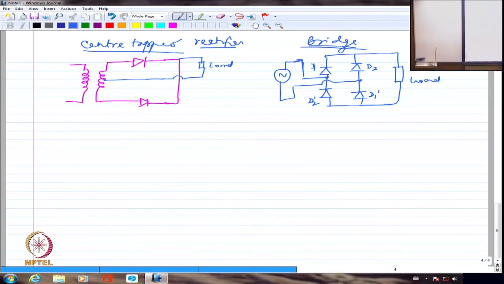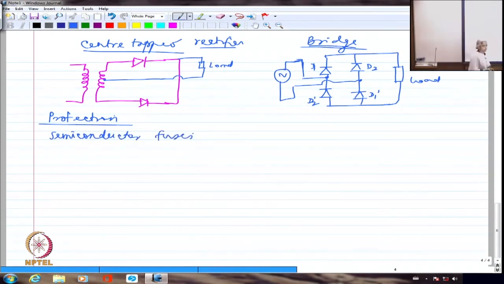Now, as far as the diode protection is concerned, how do I protect the diode against over voltages, over currents, high di by dt, high dv by dt? Right? Normally we use semiconductor fuses in series with the diode.